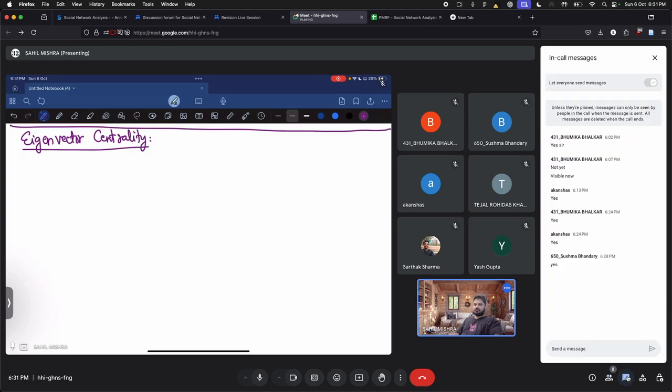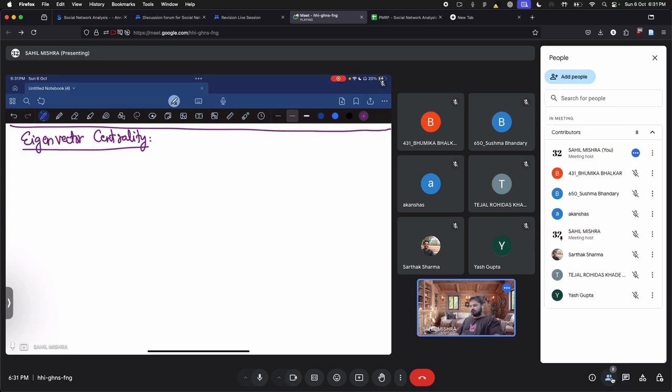Anyone? Just a small description, one line description. What does eigenvector centrality do? What could others not do?